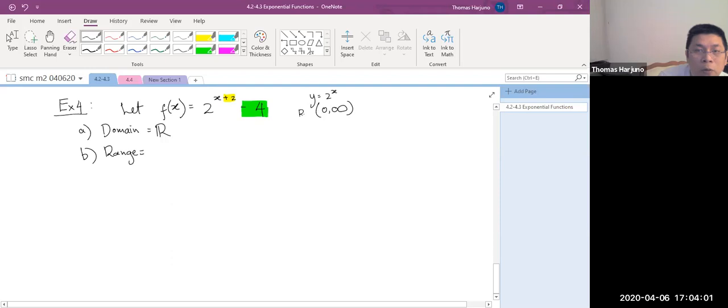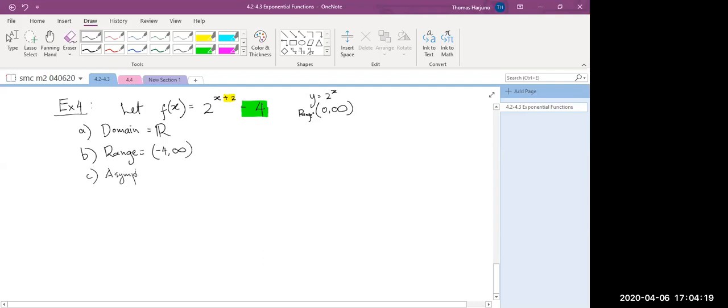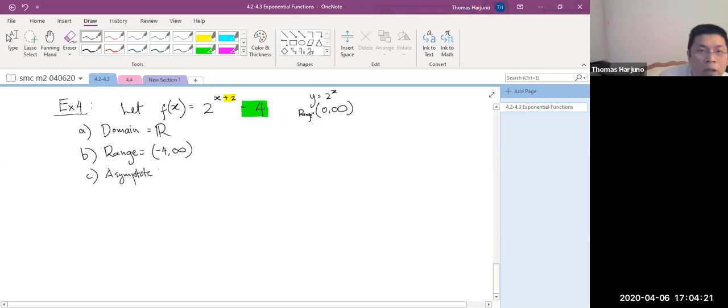Okay, so for y equals 2 to the x, the range is from 0 to infinity. Moving it 4 units down, now the range becomes negative 4 to infinity. How about the asymptote? y equals negative 4, good.